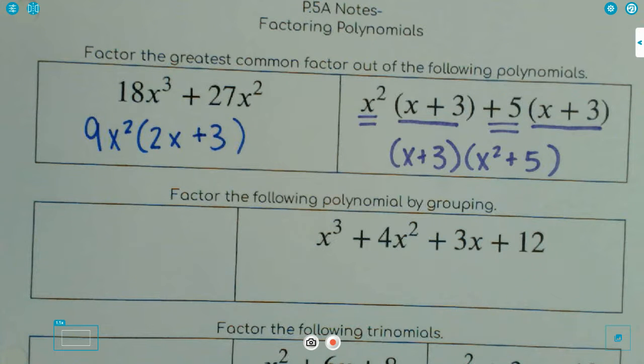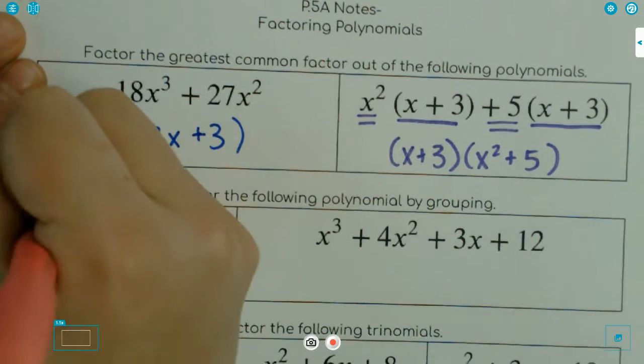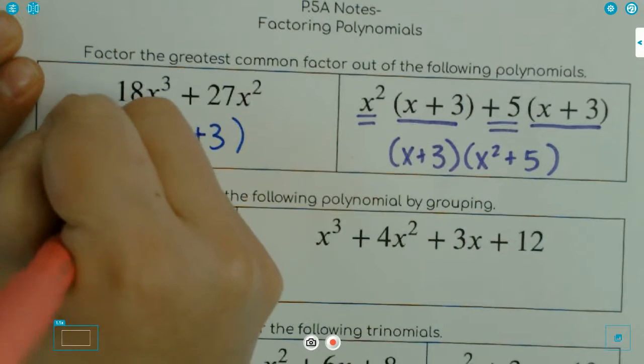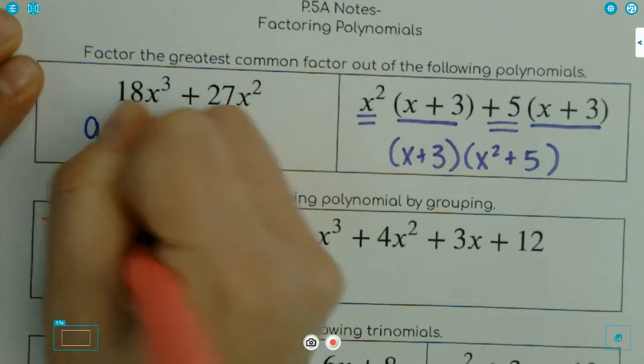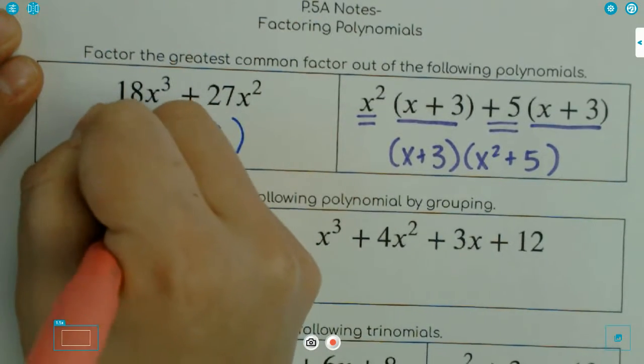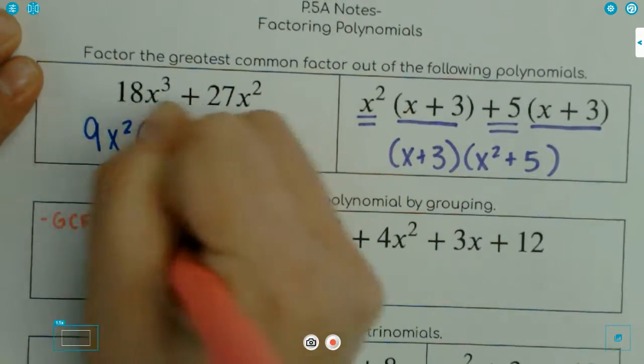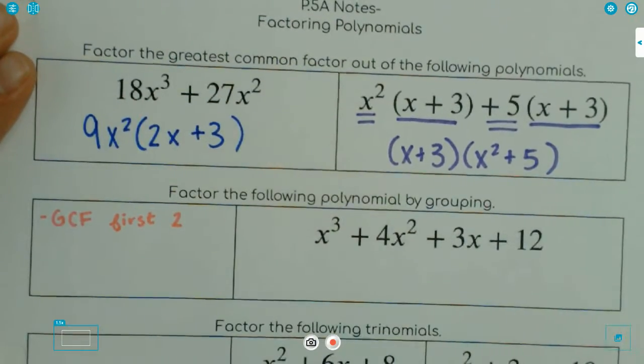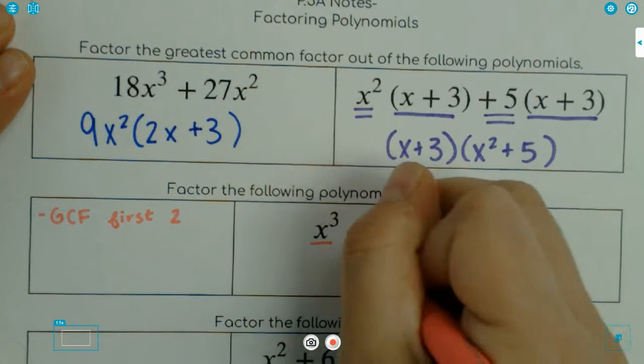So here are the steps, and I left these blank boxes over here to write down the steps. Here are the steps of factoring by grouping. You are going to factor the GCF out of the first 2 terms.